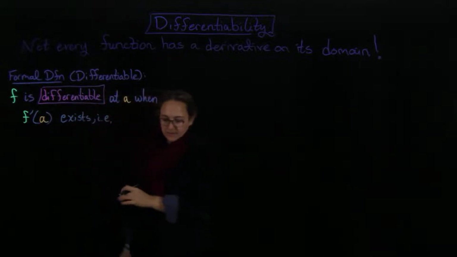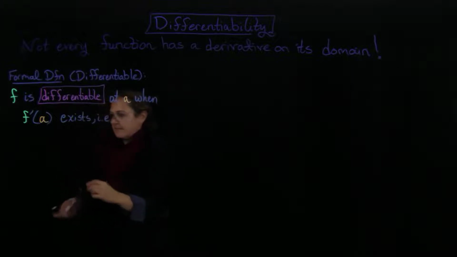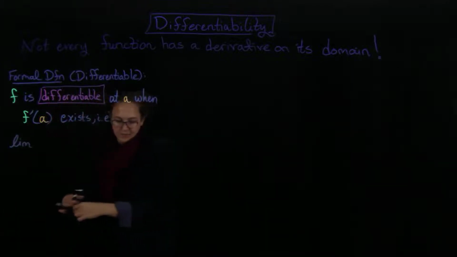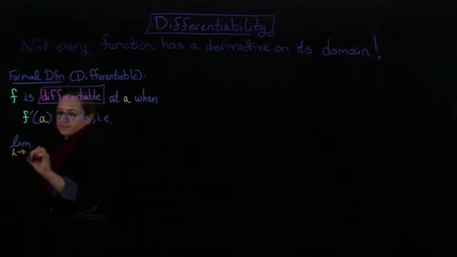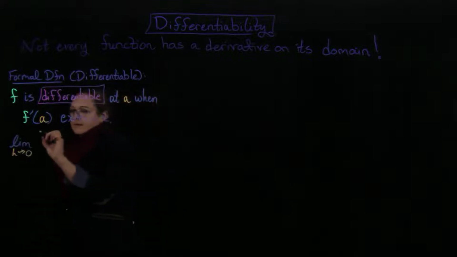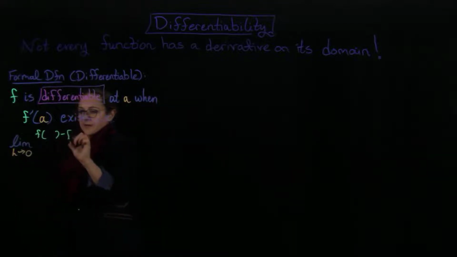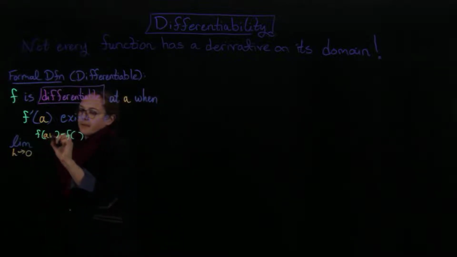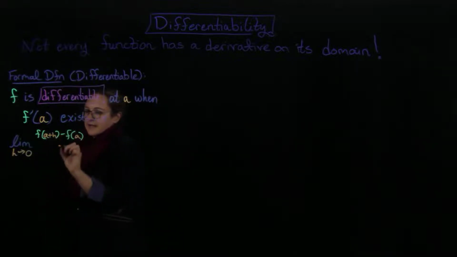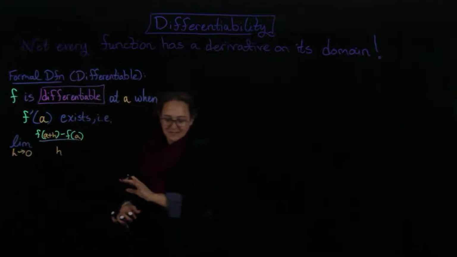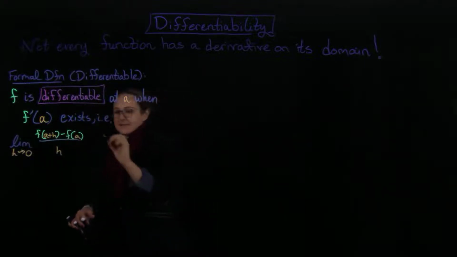When this exists, one way of saying this is that the limit as h approaches 0 of f of a plus h minus f of a, all over h, exists.